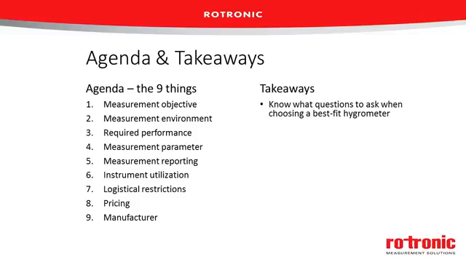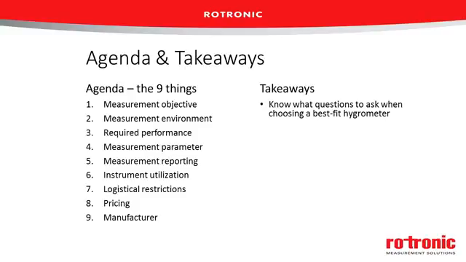We'll talk about the measurement objective, in other words, why you're even bothering to measure relative humidity. We'll talk about the environment you're measuring, what to look at there. We'll talk about the performance or the specifications and how to think about choosing an instrument around that. We'll talk about the parameter. Which parameter will you be needing to know about? We'll talk about measurement reporting, which means how we're going to get that parameter, that output, to where you need it to be used.